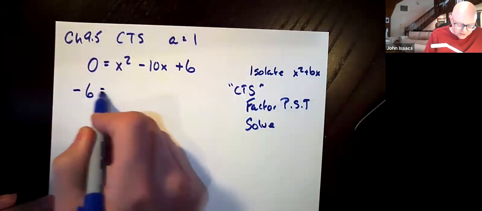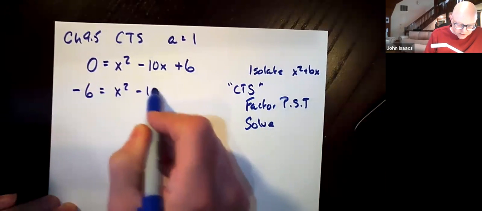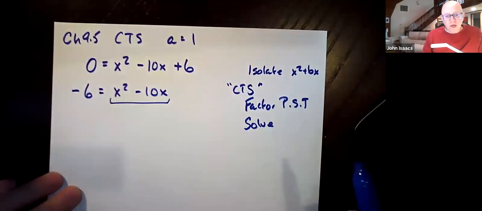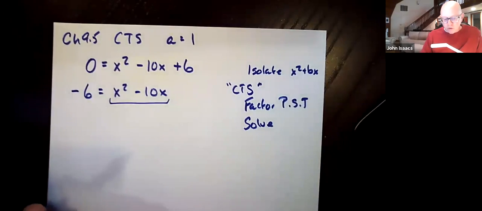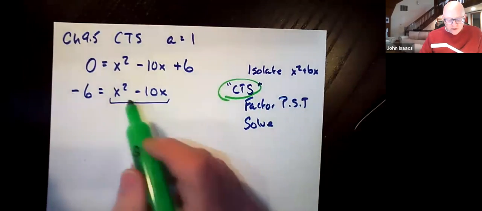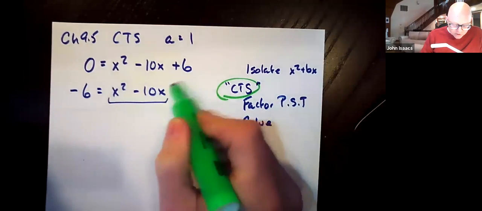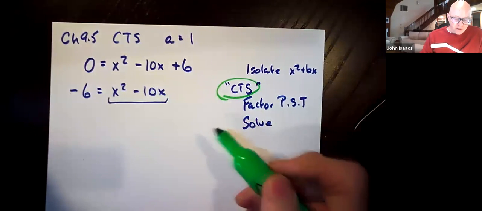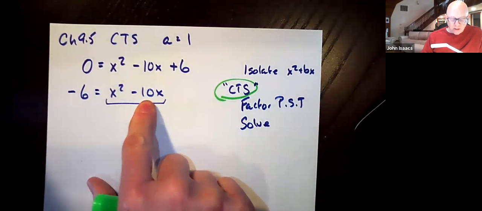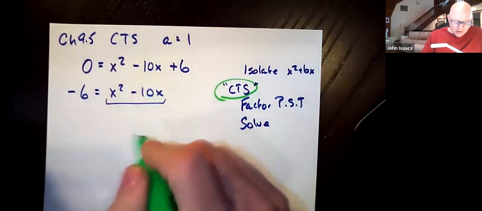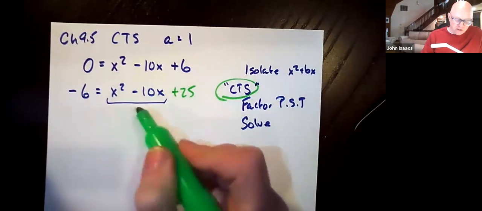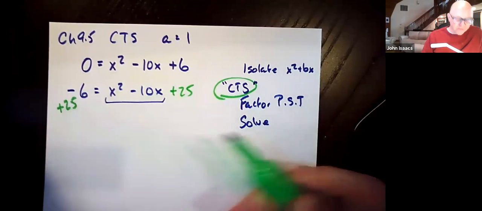So we get negative 6 equals x squared minus 10x. Now, this side is not a perfect square. So this is where we, quote unquote, complete the square. If this were a perfect square, it would have a certain number here. That number is half of that squared. Half of that squared is 25. Now, if I add 25 to this side, I have to add it to the other side also, so I balance the equation.